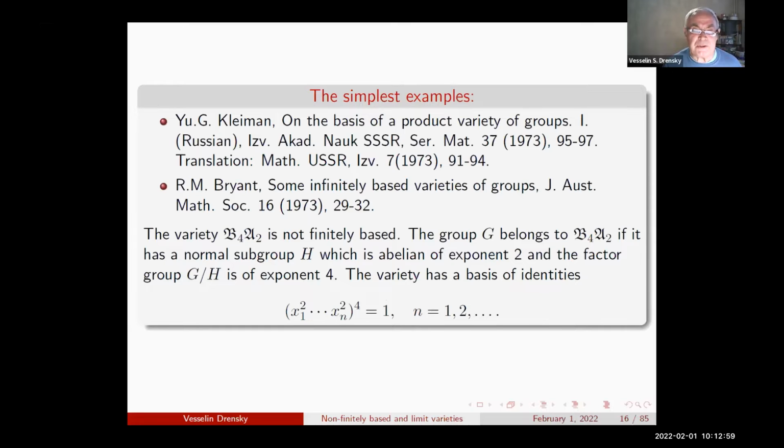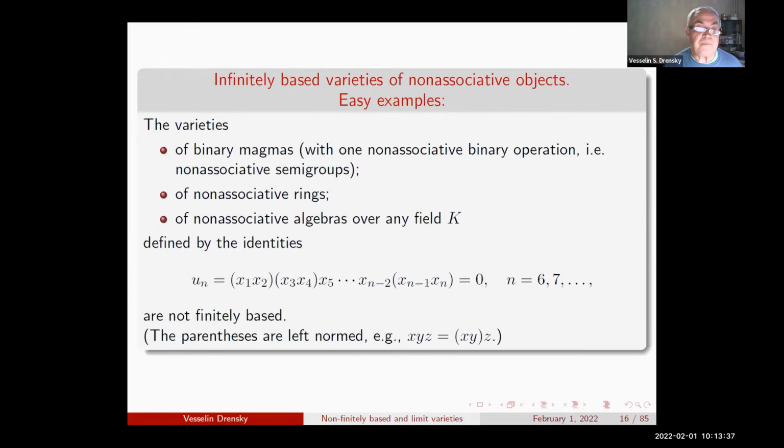And the simplest examples are due to Yuri Kleiman in Russia and Roger Bryant in England. They proved that the so-called product of varieties A2 by B4 is not finitely based. This variety consists of groups which have a normal subgroup which is abelian of exponent 2, and the factor group is of exponent 4. So this is the basis of the identity. You have a product of squares to the power 4, and you cannot remove all identities but a finite number to get everything which you need.